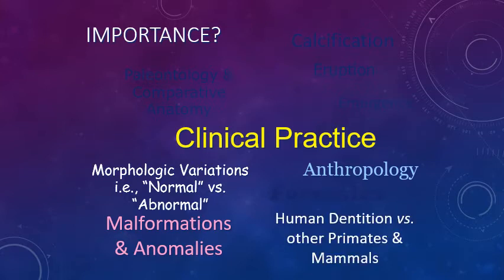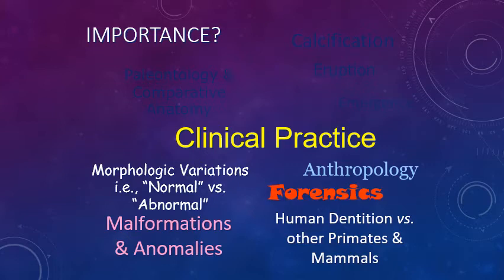Another aspect is the comparative anatomy of human dentition when we compare it with other primates, such as monkeys and chimpanzees, and other mammals as well. This is known as paleontology and comparative anatomy. So the eruption patterns help us in understanding the teeth of other primates and mammals.